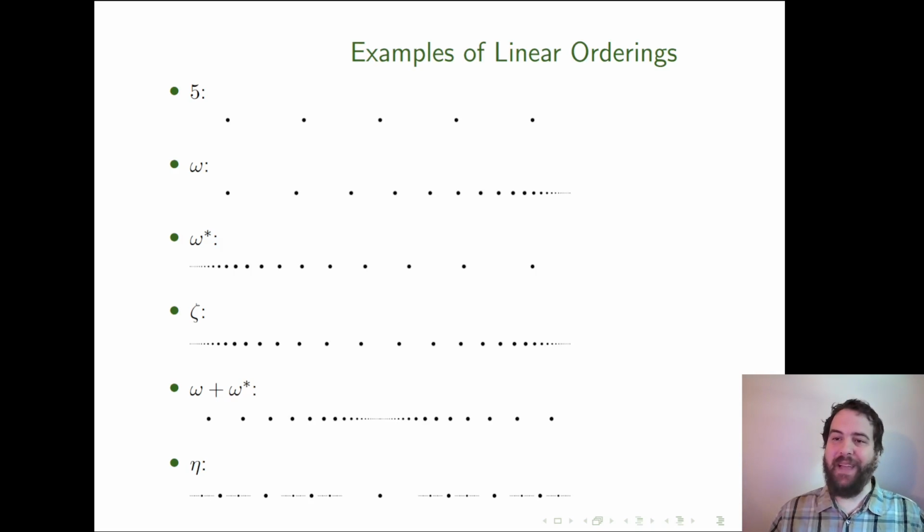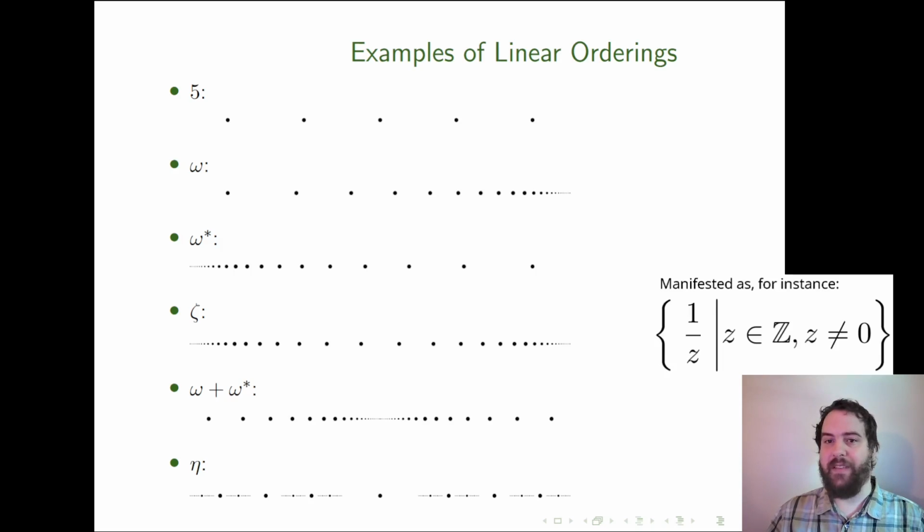We can also combine these two together to get zeta. Think zeta, think z, think the integers, right? This is the linear ordering of the integers. And actually, one of the fun things we can do is we can take these two pieces, we can take omega and omega star, and actually flip them around to produce what's my favorite linear ordering, which is omega plus omega star, which we can see here below.